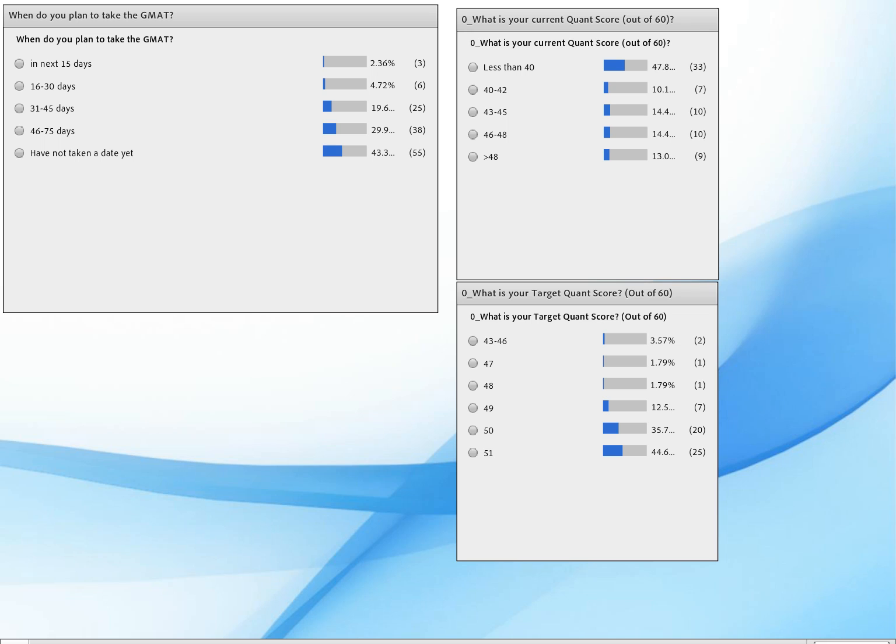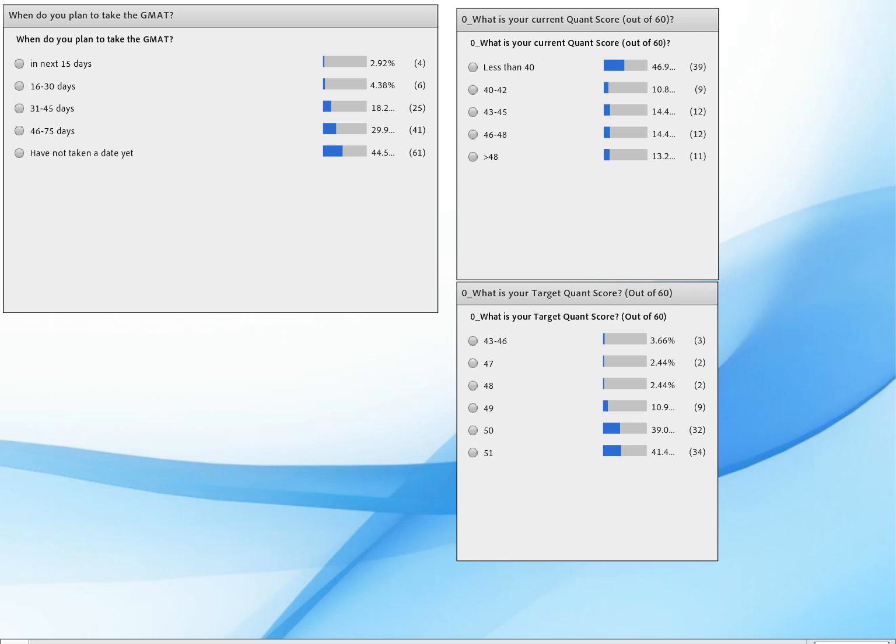All right, based on the data that I have over here, 45% of you haven't taken a date as of yet. 30% of you are planning to take the GMAT in about 45 days to 2.5 months or so, so 46 to 75 days. Presumably, this means you're going to be applying for round 1 of next year. And then we have about 22% or 23% of the class who are going to take the test in the next 45 days or so.